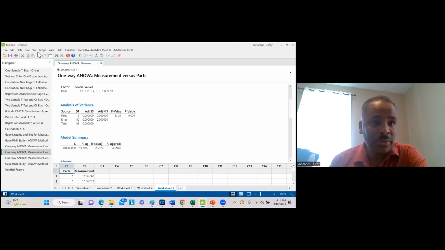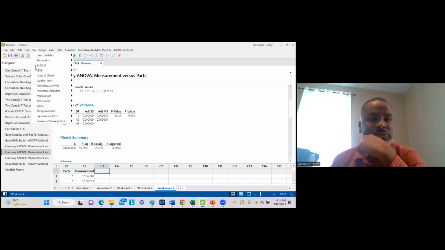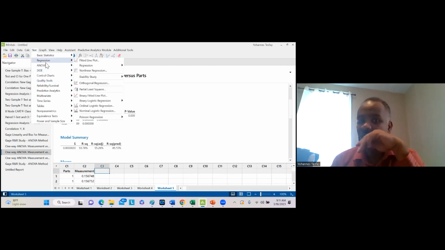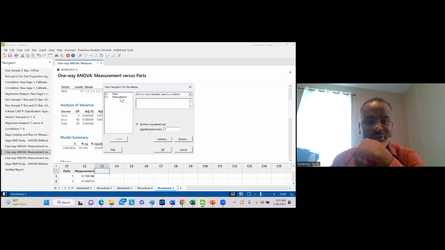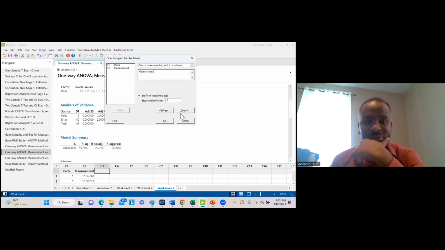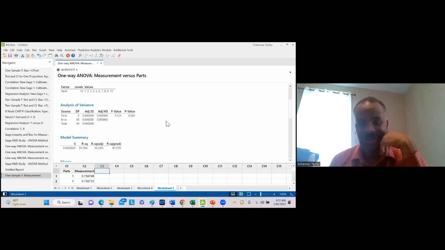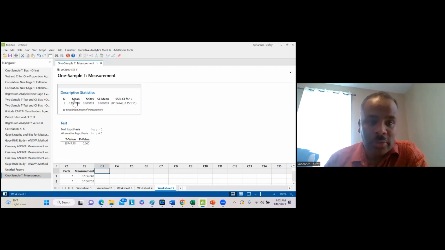Measurement. Now, I'm going to go to regression. No. T-test. Sample 1. Okay. So right here, I'm going to put the measurement. Then I'm going to say okay. You see? When one part is measured 9 times by 3 operators, it's going to give you a mean of this and standard deviation of this, and the confidence interval is just like that. See, now I will show you what it means.